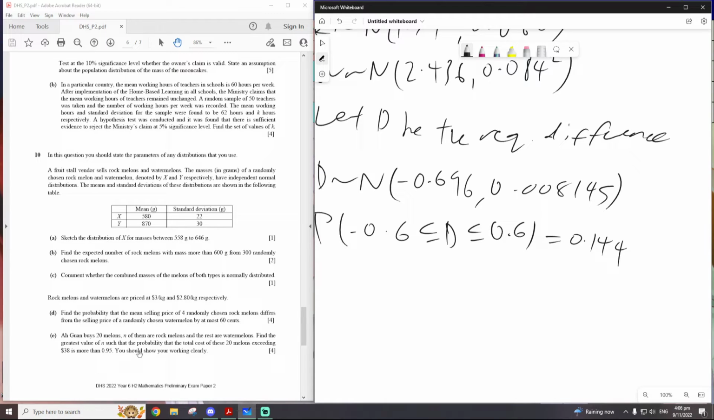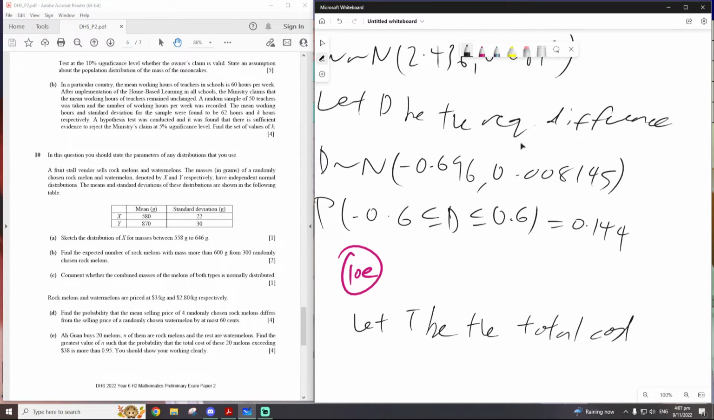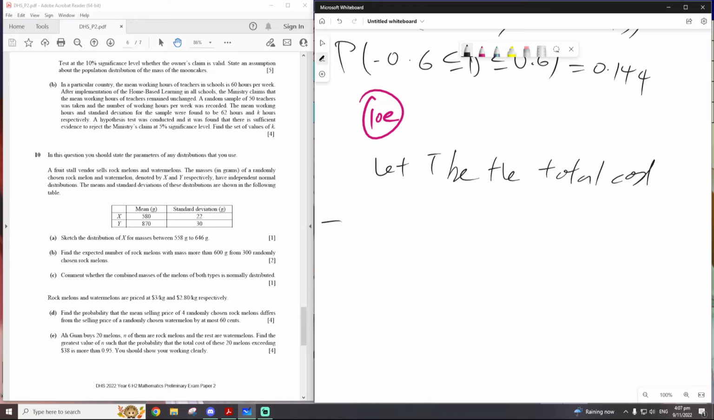Arc 1 buys 20 melons, n are rock melons and the rest watermelons. Find the greatest value of n such that the probability the total cost of 20 melons exceeds $38 is more than 0.95. Let T be the total cost. This one I'm actually going to show you how to get. So T follows the normal distribution. Okay, bear with me.